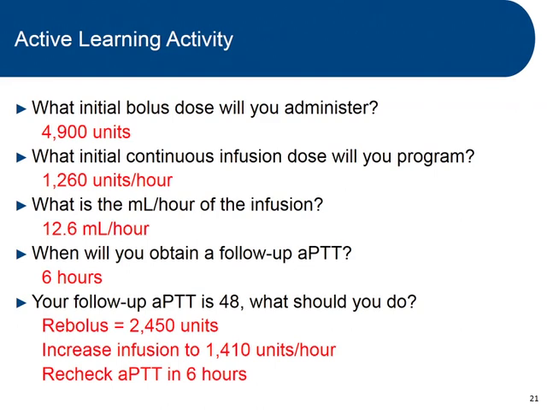So our next question, what initial continuous infusion dose will you program? Again, if you just go across the rows, you go to step 3, and you can see that her initial infusion rate is 1,260 units per hour. And the third question is, what is the mils per hour of the infusion? Now, you will be programming this in terms of units per hour, at least at Hopkins. That is how their heparin is programmed.